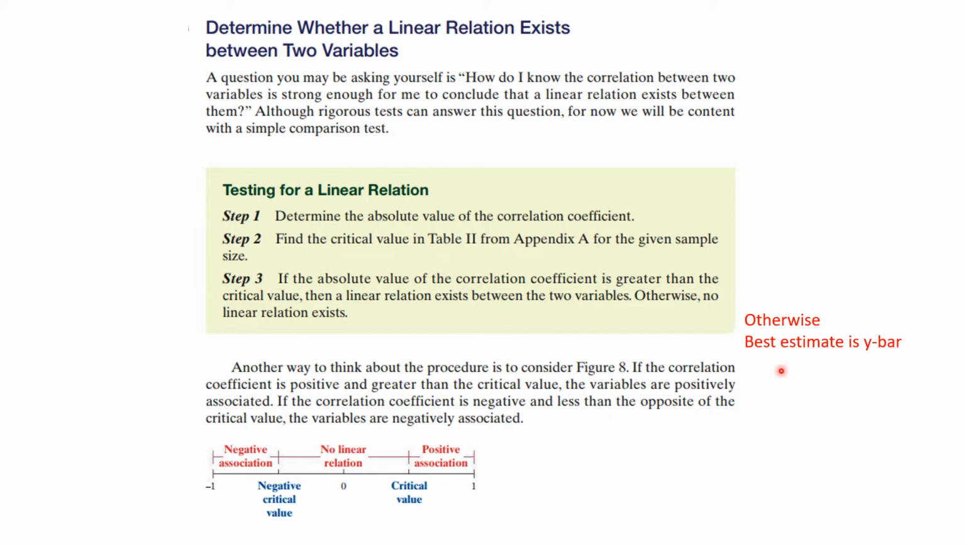Another way to think about the procedure is to consider that if you're outside this critical value and it's a positive association, then it's good enough to use. If you're outside this on the negative side, it is good enough to use. Otherwise, it is not good enough to use, and you resort to this.